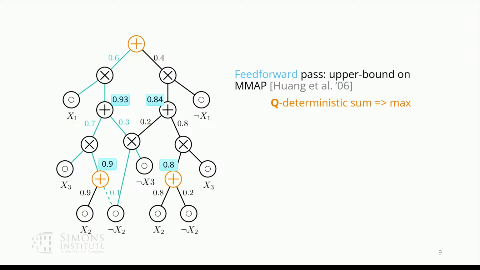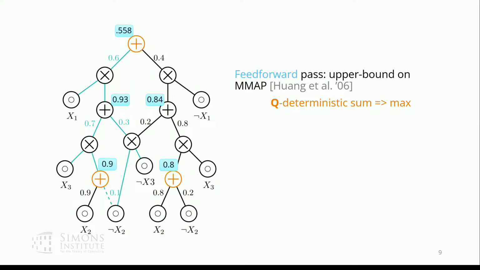So this is another Q deterministic sum node. This is basically a decision node on x1. So at that point, we also take the max between here. Essentially, take the max between 0.93 times 0.6 and 0.84 times 0.4. Okay. So this is our starting upper bound on the marginal map solution.